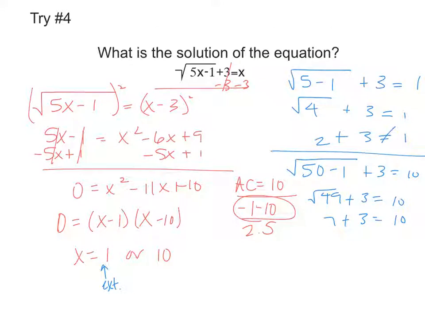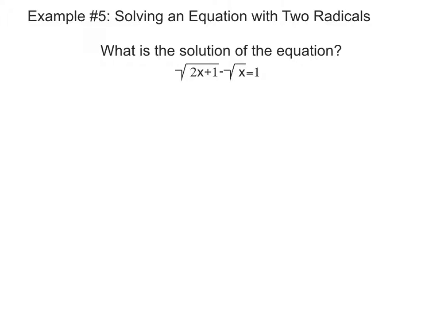All right, let's keep going. So in example 5, we're solving an equation with two radicals. It says, what is the solution of the equation the square root of 2x plus 1 minus the square root of x equal to 1? All right, here's the deal. In order to undo a square root, we would have to square both sides of the equation. But the only way to do that is to move them on opposite sides. So this square root needs to move.